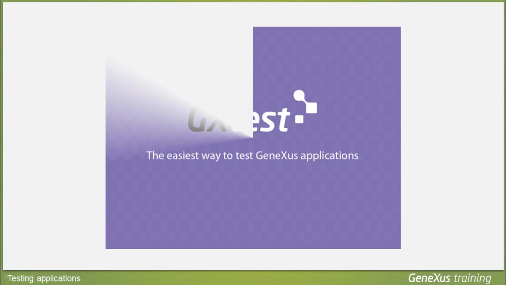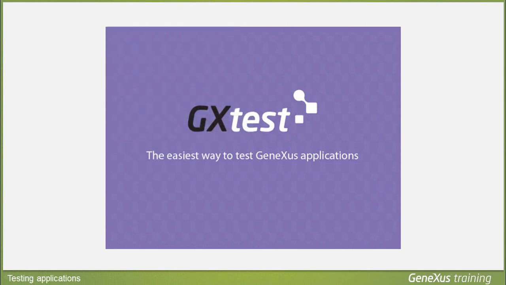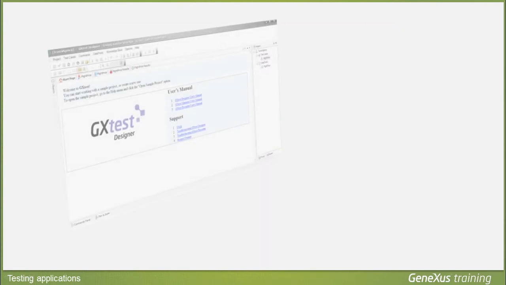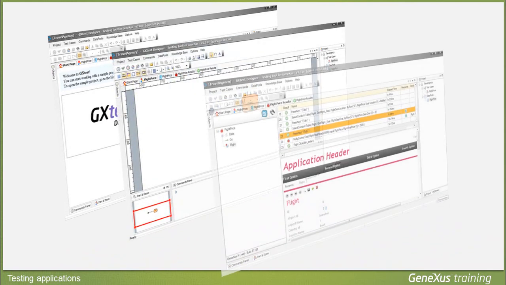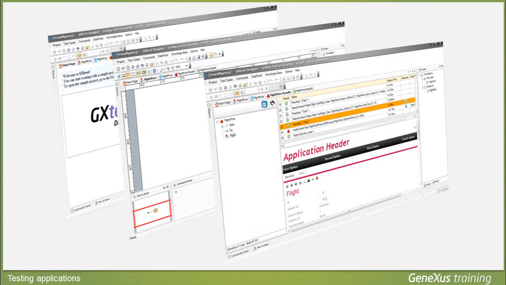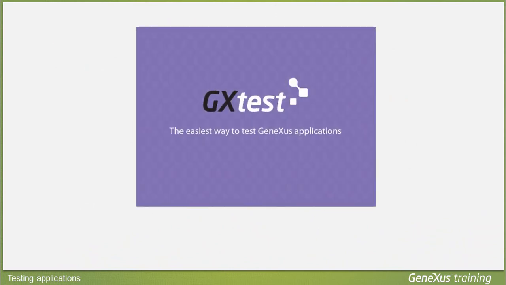GeneXus is a great ally in helping us make our application reliable and in reducing the time necessary for testing, thanks to the possibility it provides to easily generate and execute automatic tests. It also ensures that in the event of changing the GeneXus version, or if there's a change in platform, our app will continue to function as expected. To learn more about this, go to the URL shown on screen.